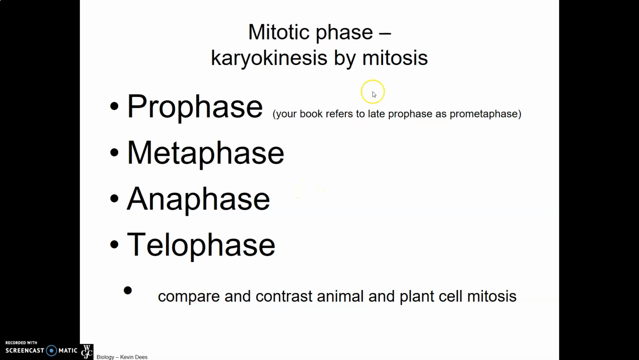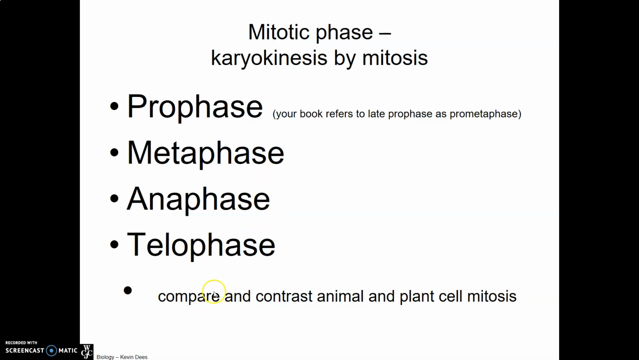In this portion of Chapter 10, we're going to focus on the mitotic phase, karyokinesis by mitosis. Recall the discrete steps that follow interphase: prophase, metaphase, anaphase, and telophase. I always remembered this as "I passed my algebra test": interphase, prophase, metaphase, anaphase, and telophase. And you can also throw in cytokinesis by remembering "I passed my algebra test with a C."